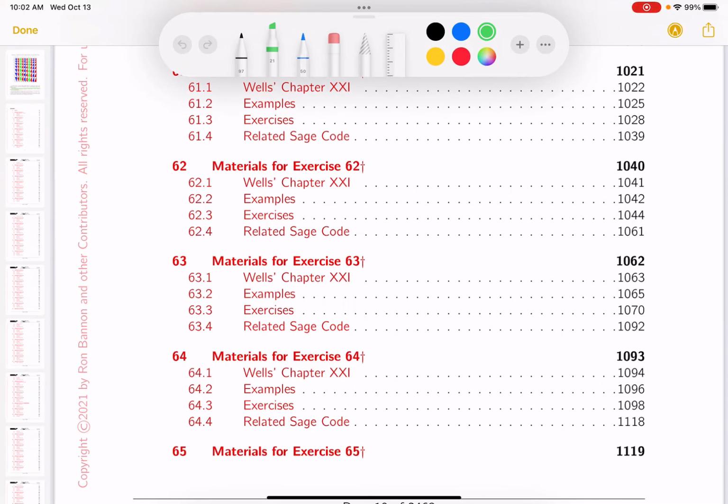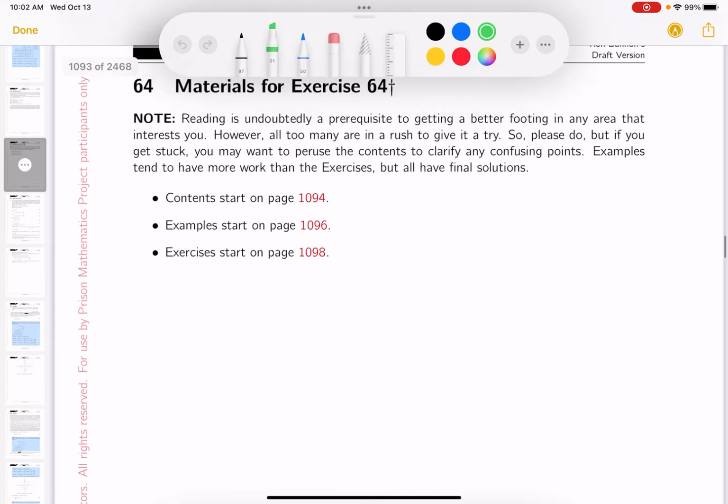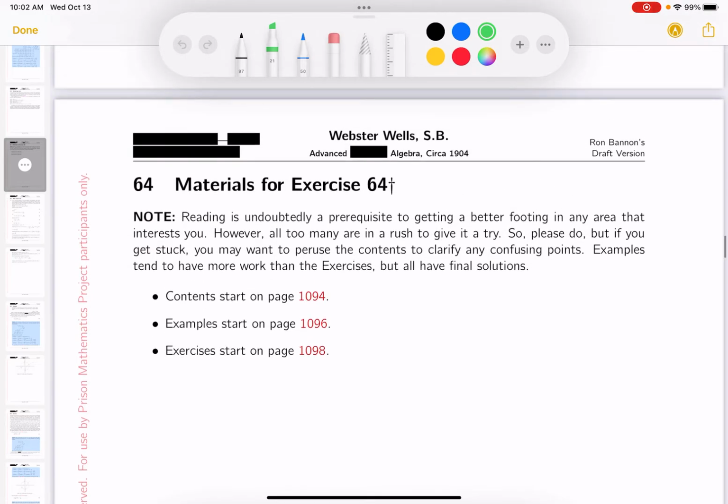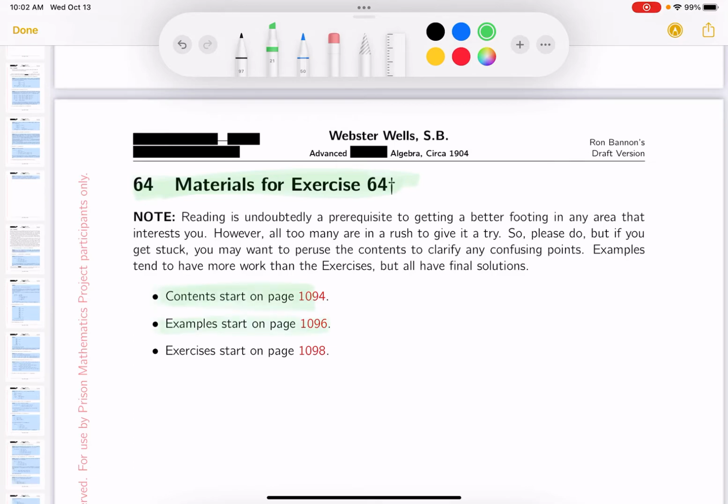Okay, I believe we're in section 64 now. Let's go there, and let's go through that same rigmarole. We're in section 64. The intent of this is to prepare you to do the exercises in 64. It's the 64th exercise. There's contents for you to look at, examples for you to do, or just to understand, and then time to reinforce the contents and the examples by doing exercises.